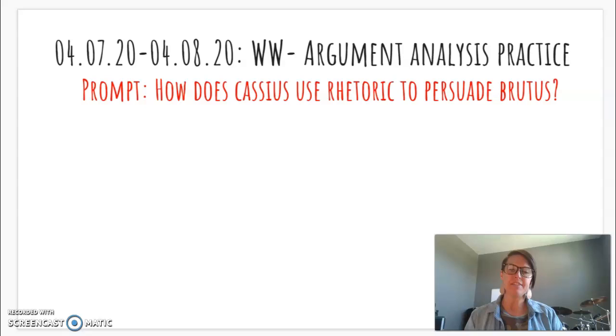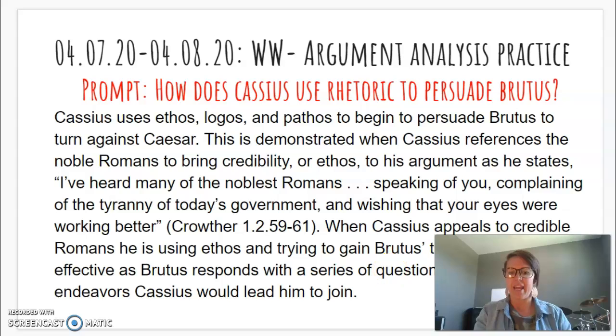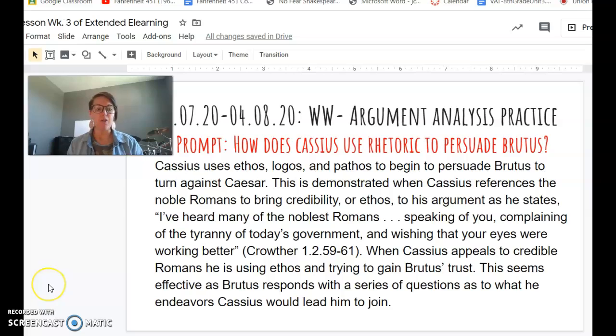So we've already seen Cassius using rhetorical devices in Act 1, and so that's what we're going to start to look at as we have an example. And then as you guys move on into this writing workshop lesson, you're going to be talking about Decius and how Decius uses argumentative rhetorical appeals in Act 2, Scene 2, which is the required reading for this week. So let me go to my next slide here. And I'm going to make my screen a little bit bigger so that we can see everything. Alrighty, so again, our prompt, how does Cassius use rhetoric to persuade Brutus? So let's take a look at this example.